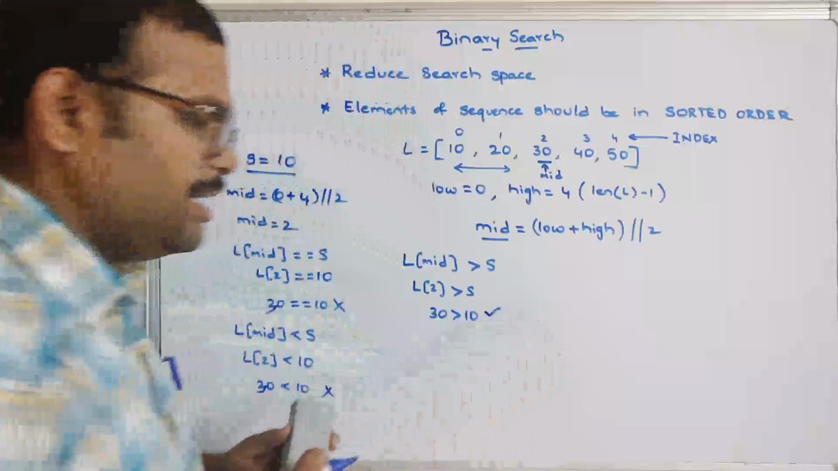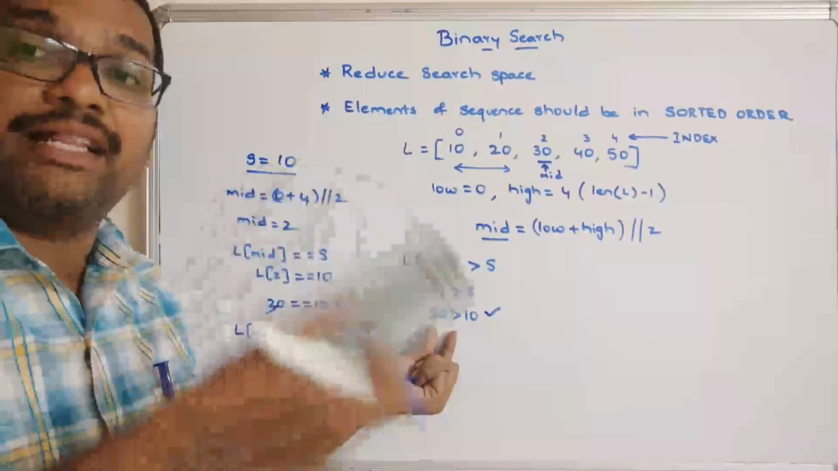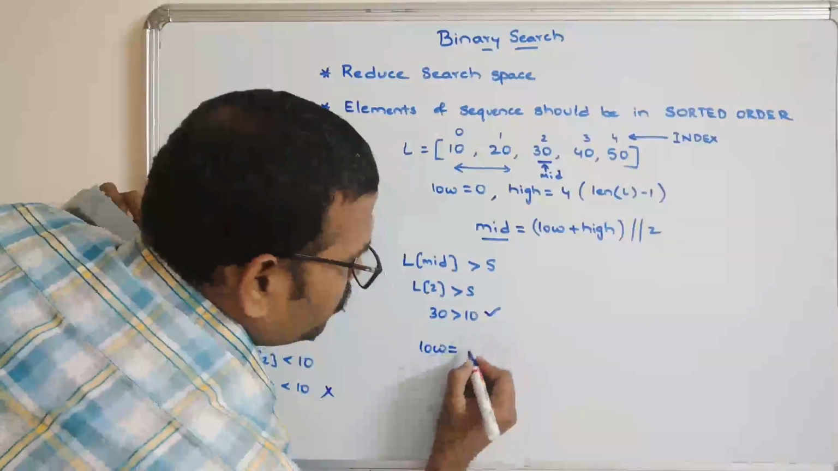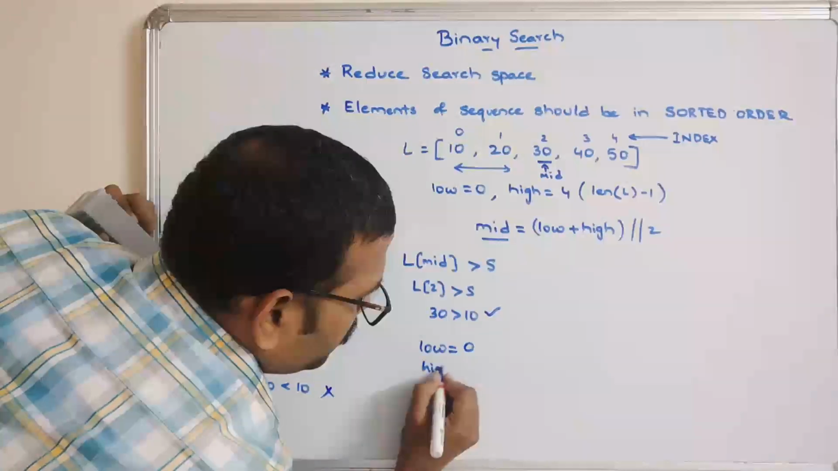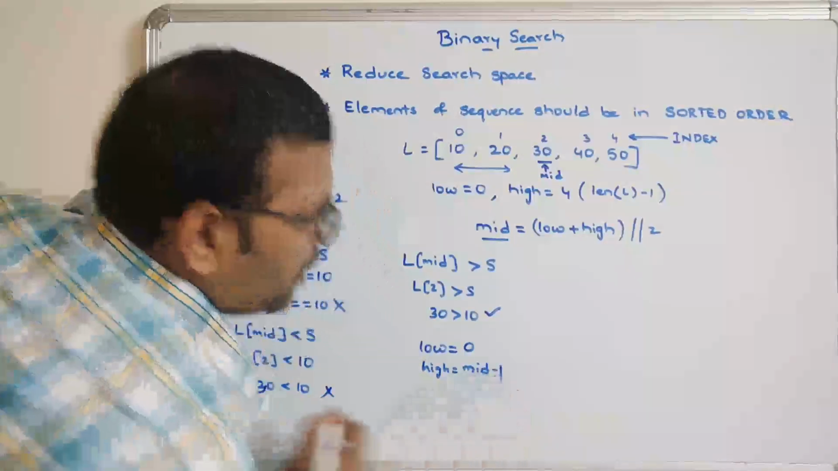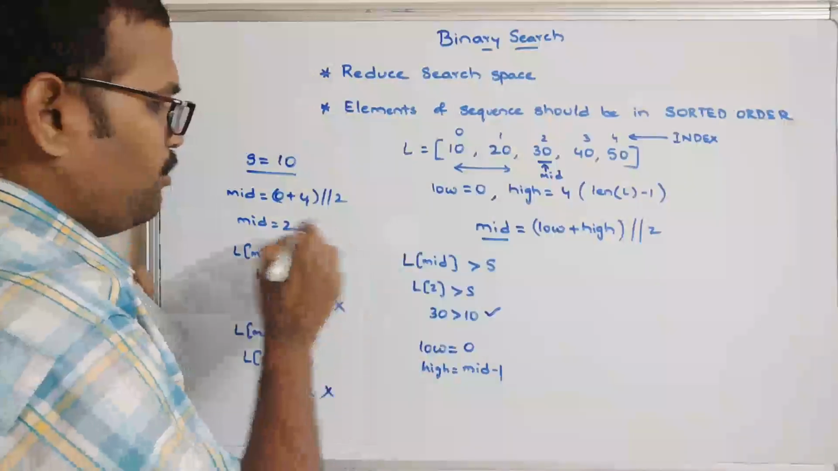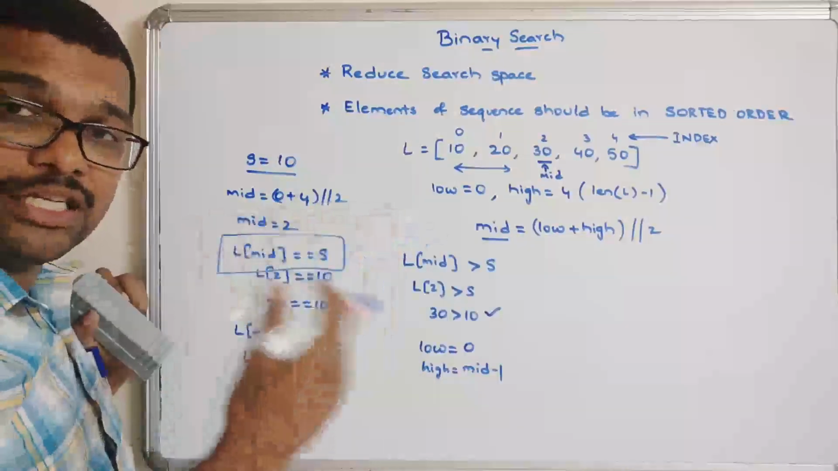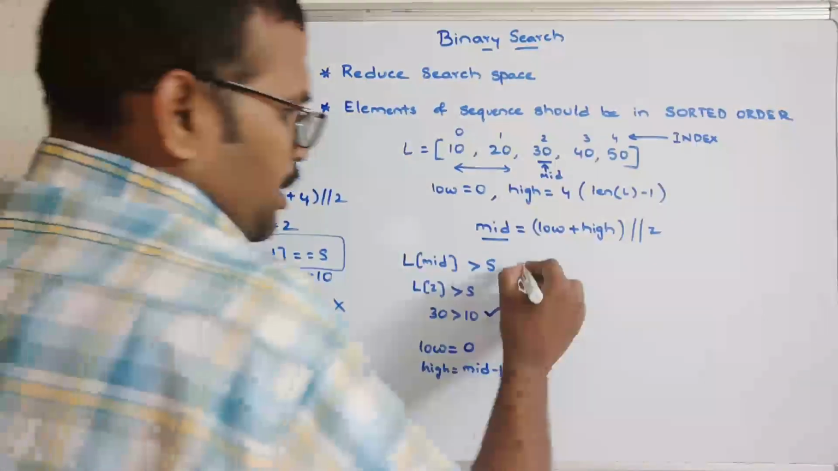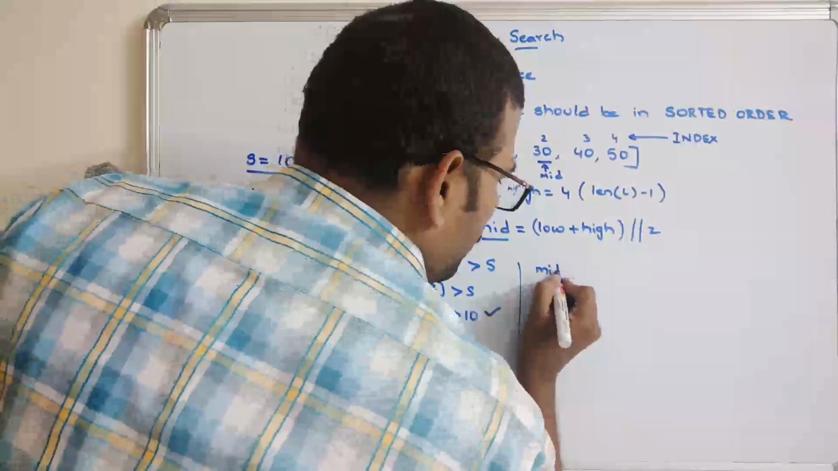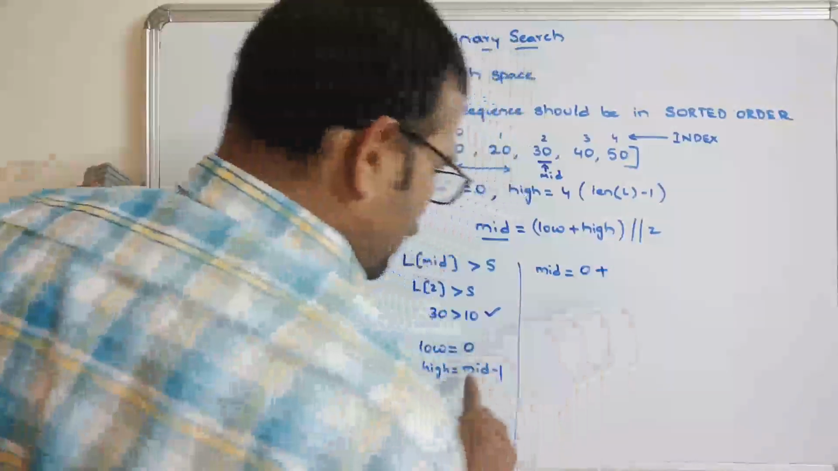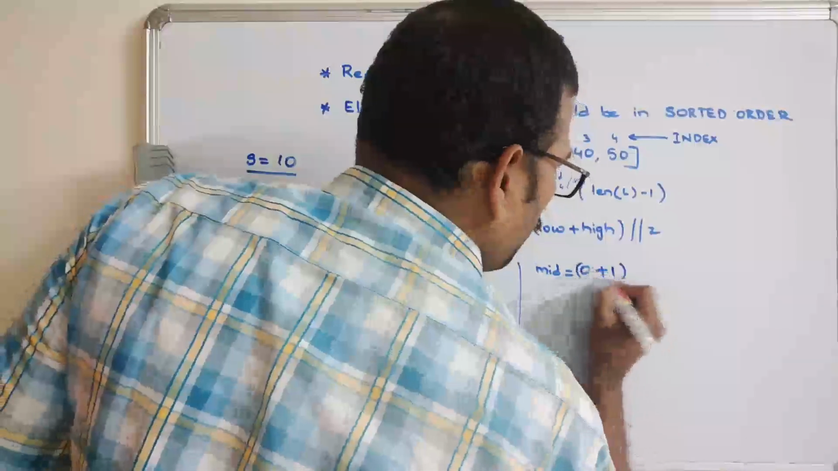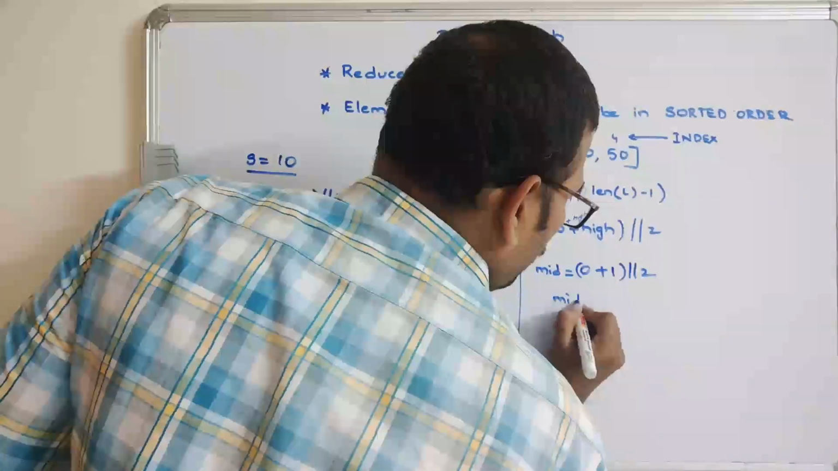That implies the middle element is greater than 10, so the search space will be less. So here we will have low is equal to 0 and high is equal to mid minus 1, because already we have compared the mid element. So we have to reduce the search space from 0 to mid minus 1. Again calculate the mid value. Mid is equal to 0 plus high, mid minus 1 means 2 minus 1, that is 1, floor division of 2. So we will get a mid value of 0.